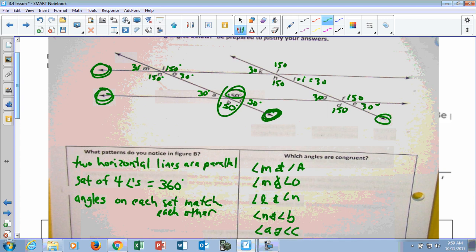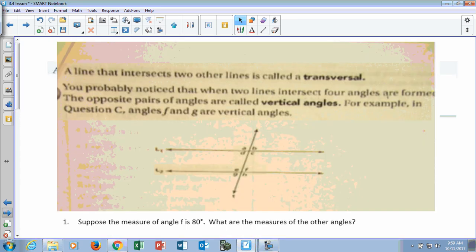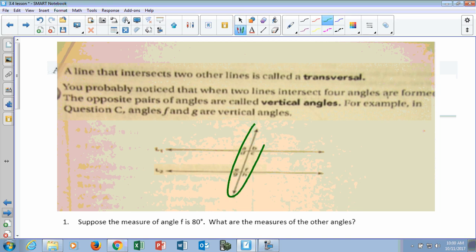So we're going to find out why. Let's scroll over. It says a line that intersects two lines is called a transversal. So that's this line right here. That diagonal we call a transversal. Okay, so know the vocabulary word. It says you probably noticed that when two lines intersect, four angles are formed, right? See these two parallel lines here, and this line went through them, so there are four angles here, and another four angles there that go through that line.